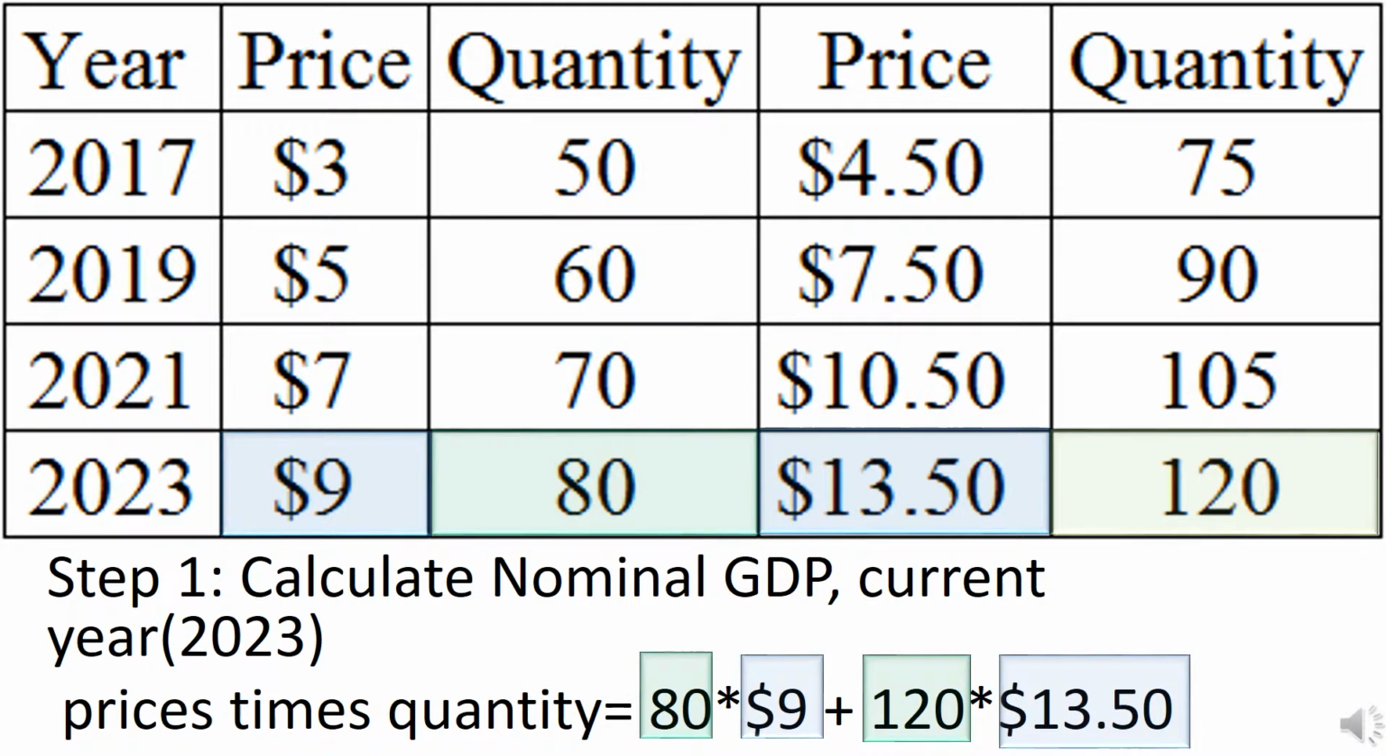Now that I've identified the quantities that I'm going to use, I calculate the nominal GDP using the current year prices, meaning the year 2023. So that's $9, and I use the blue color here, and the $13.50. That's the other price from the year 2023. Notice that I use the same quantities for all calculations here, and I don't use any other quantities. We're looking at the value of 2023, which is the nominal GDP, and we're going to compare it to the value of the real GDP.